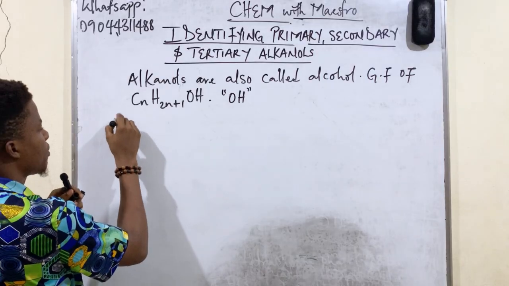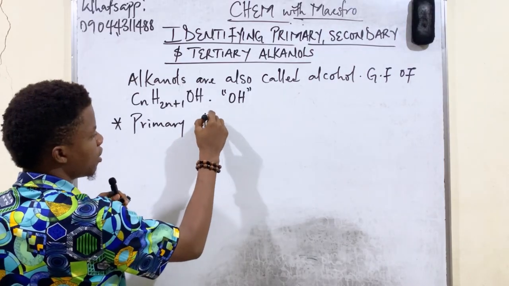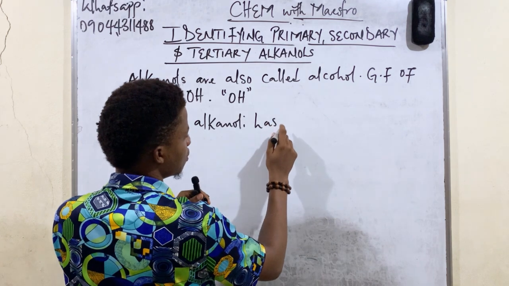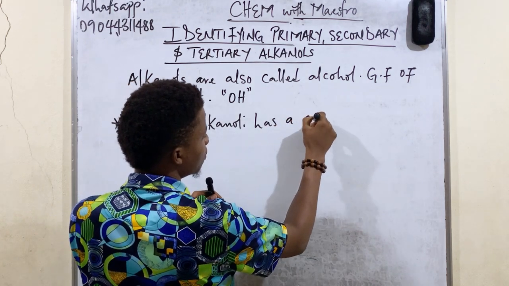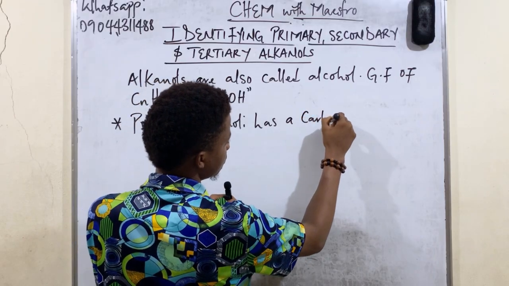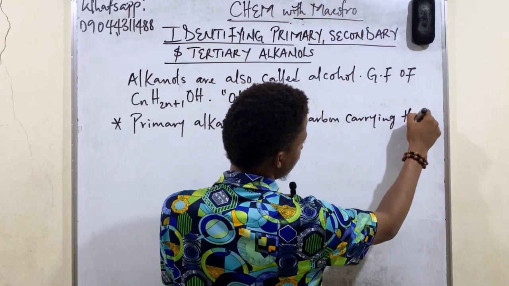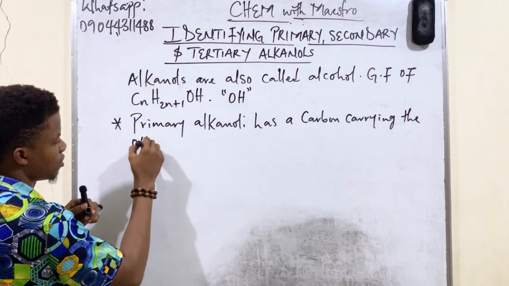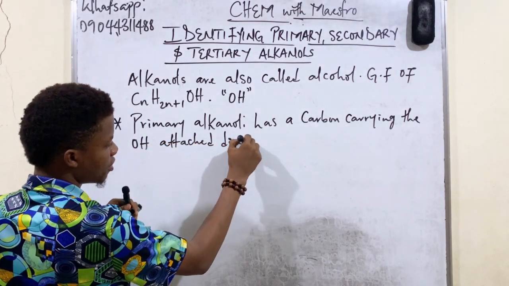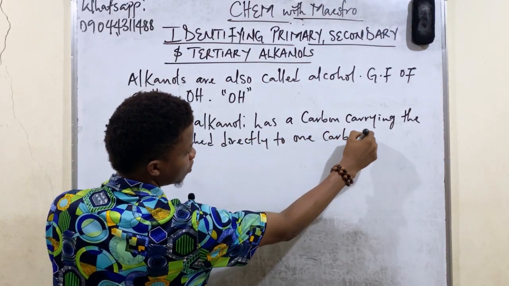Now a primary alkanol has a carbon carrying the OH attached directly to one carbon atom.